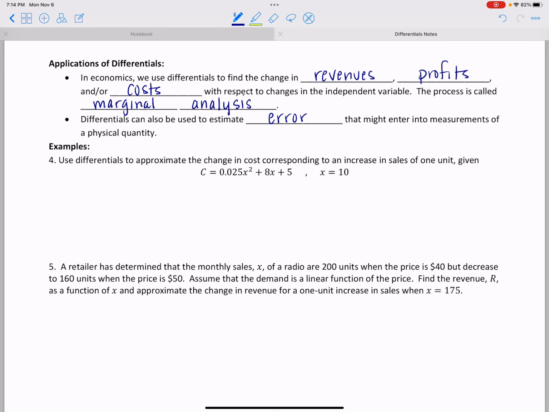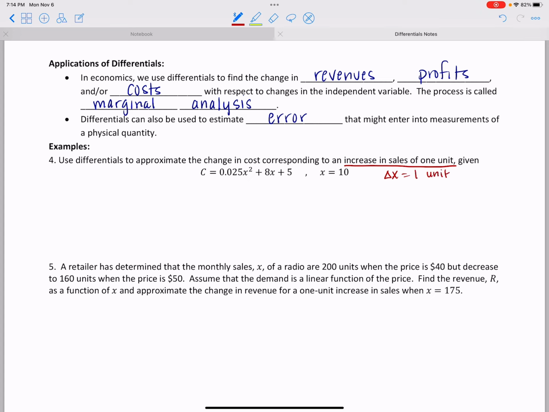So let's look at number 4. We're going to use differentials to approximate the change in cost corresponding to an increase in sales of 1 unit. So we're given a cost function. We are looking at x equals 10. So at that particular place, if our sales increase by 1 unit, that means the change in the x's is 1 unit.